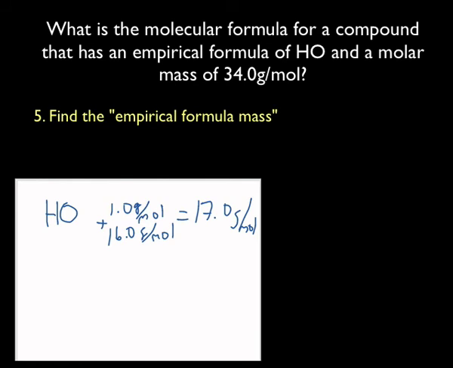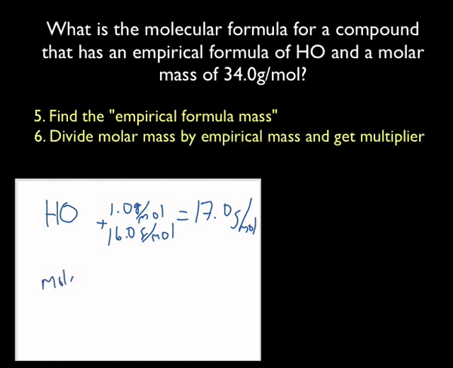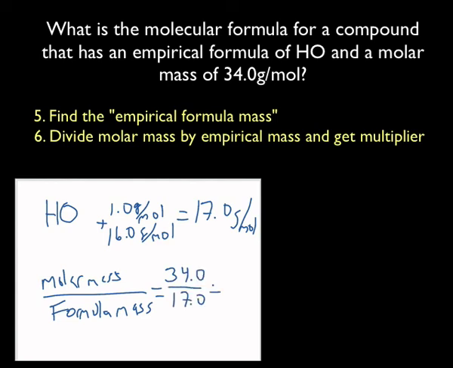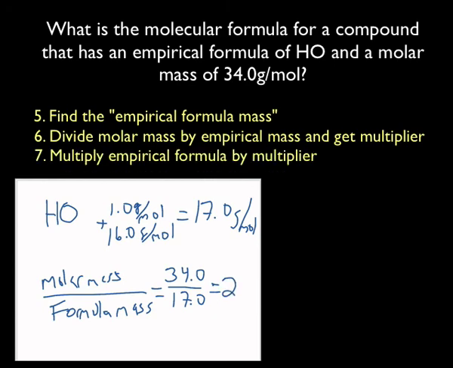We now take our molar mass divided by our formula mass, and we get a multiplier. In this case, we would take 34.0 divided by 17.0, and we get a multiplier of 2. Now, simply we take our empirical formula, HO, multiply it by the multiplier, and we get our molecular formula of H2O2.